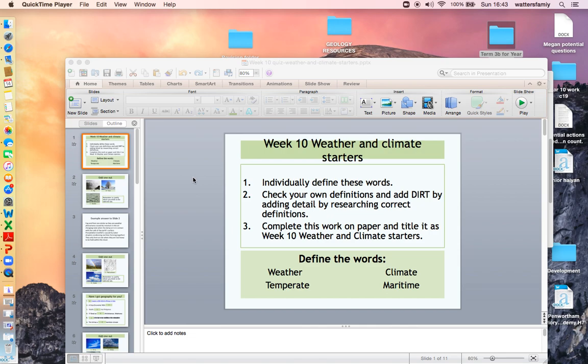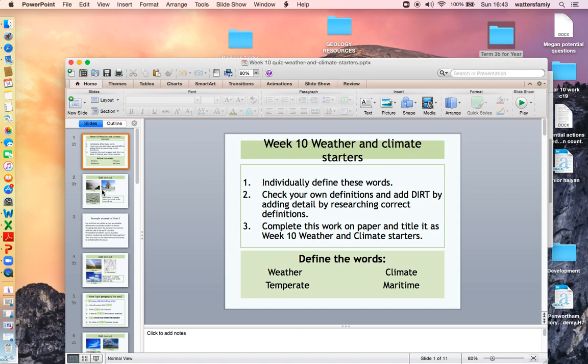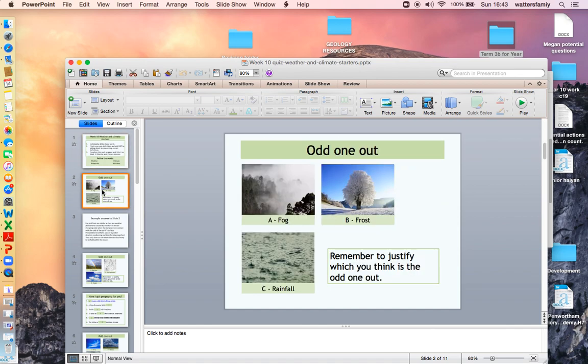Now, what you're going to do for the next 10 slides is odd one out. So when we click onto odd one out for the second slide, you're going to be able to see that there are three weather related conditions. The first one's A, fog, the second one is B, frost, and the third one is C, rainfall. Now, they're not quite the same. In fact, they're quite different, and they form under different conditions, the weather phenomenon, as they're called.